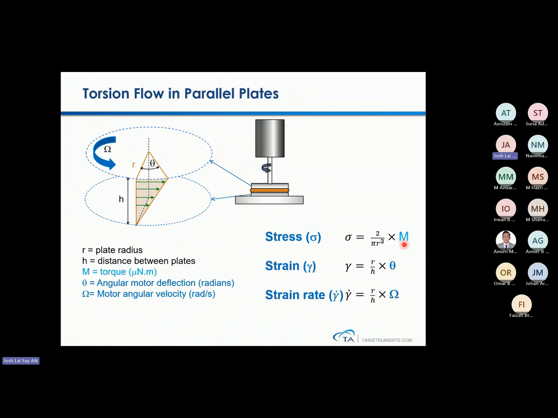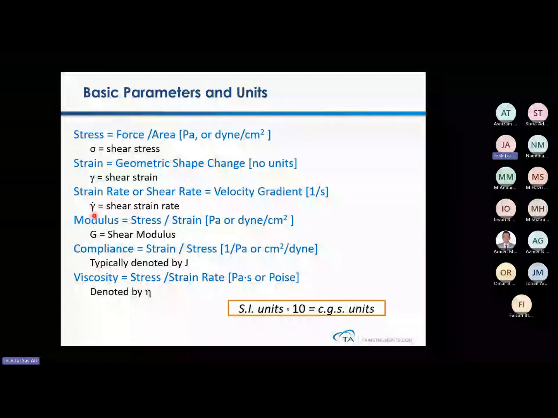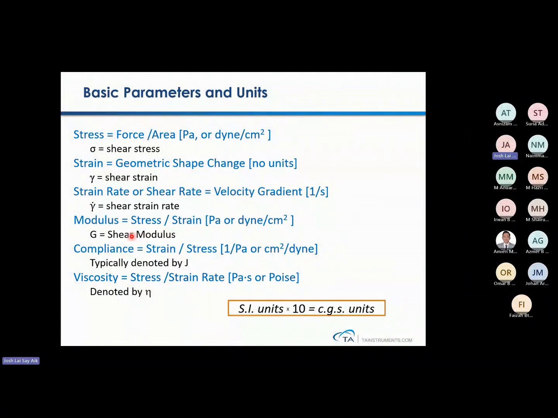So these three items, torque range, angular displacement range, and angular velocity range, will always be specified in the rheometer's specifications. And these are the basic parameters and units that you always need to remember: shear stress, shear strain, strain rate or shear rate, modulus, shear modulus. We always use shear in front of all of these terms because you are going to shear your sample with the rheometer.